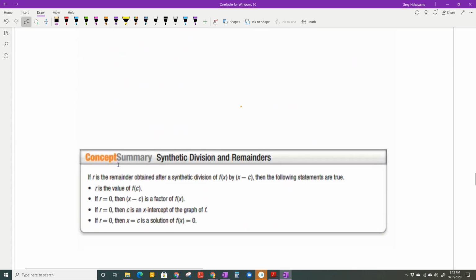On the notes, if you will look at it, this is a great summary of our synthetic division and remainders. So short and sweet.